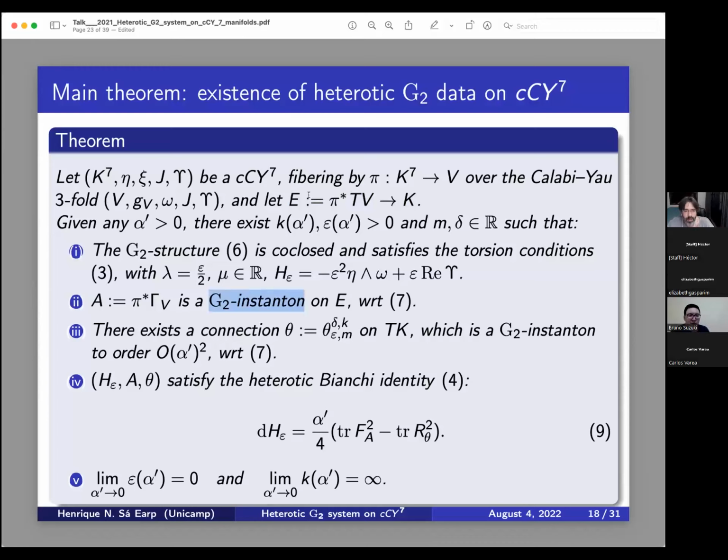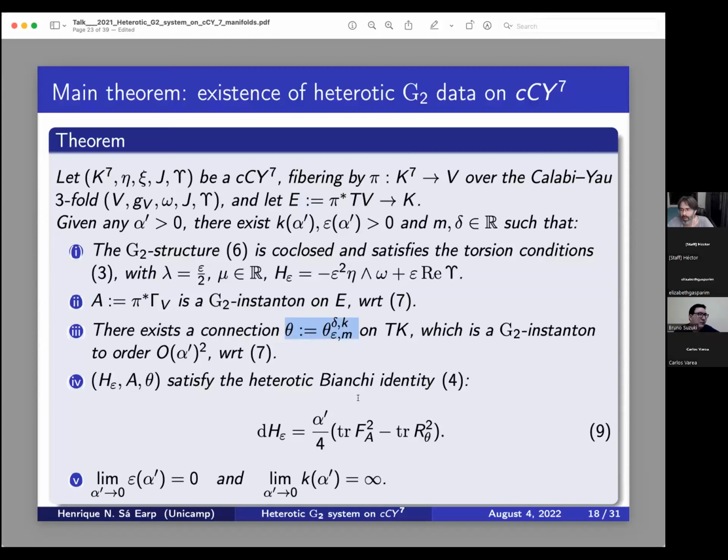So this one is easy to cook. Our gauge field is an instanton. Moreover, we have a lot of degrees of freedom in this construction to generate a connection on the tangent bundle of the total space of the 7-dimensional manifold, which is itself a G2 instanton to order at least alpha prime squared.